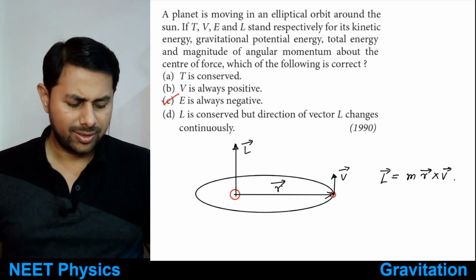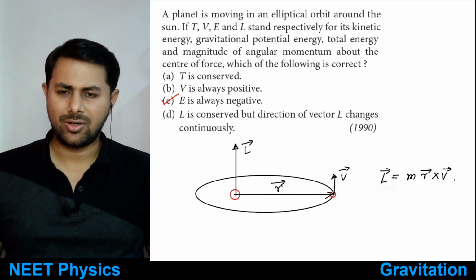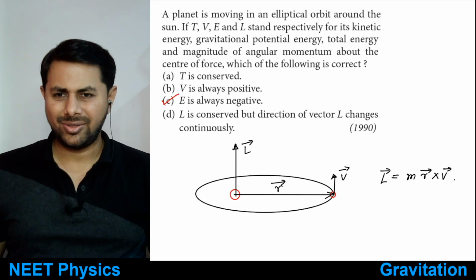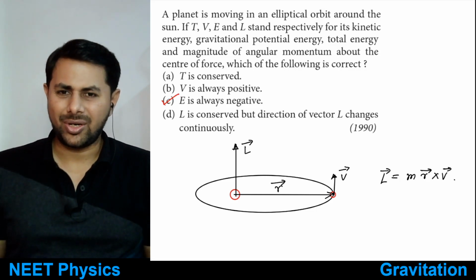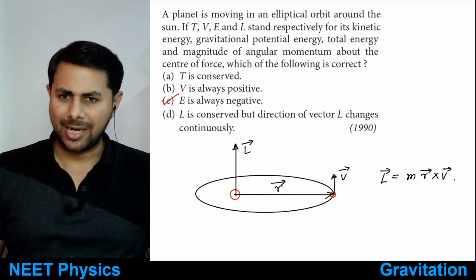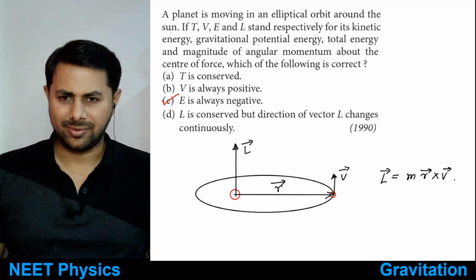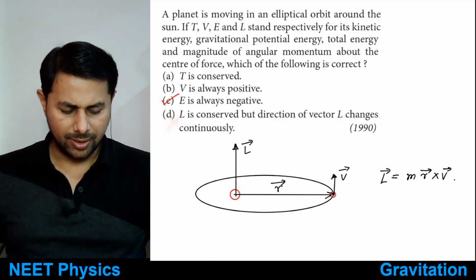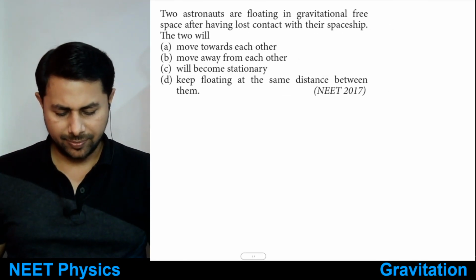And one more thing, since torque is 0, angular momentum is not going to change, not in magnitude, not in direction, right? Because the torque is 0. So the direction of angular momentum also does not change. So this is also incorrect. All right, let's see the next one.